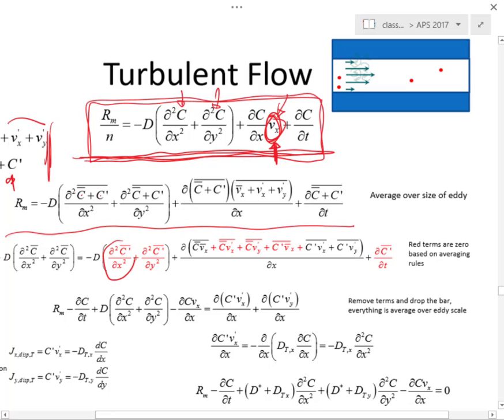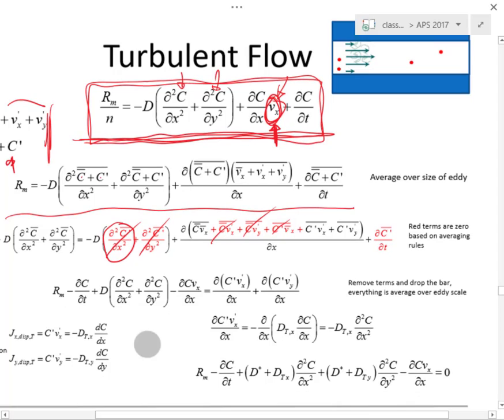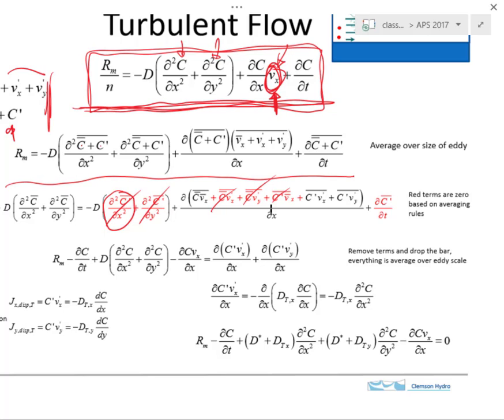This is the second derivative of the averaged perturbed concentration. So the way that it works is if we take the average of this perturbed concentration or the perturbed velocity, it averages out to 0. So all the terms here, these all go to 0 because we're just averaging out a perturbed quantity. And what you're left with after you cancel out and then rearrange it is this.